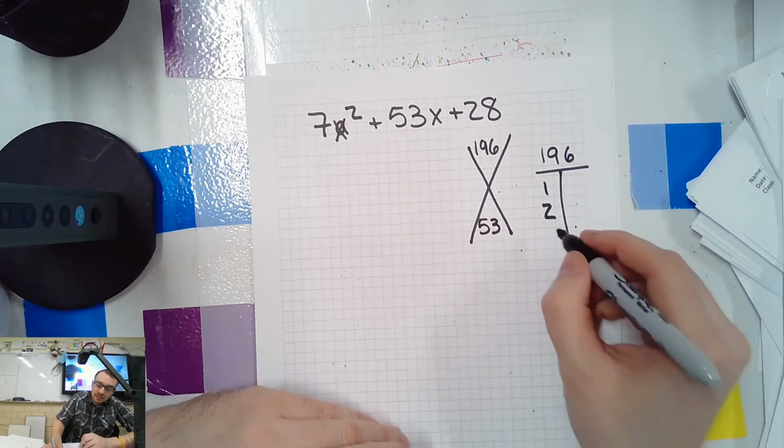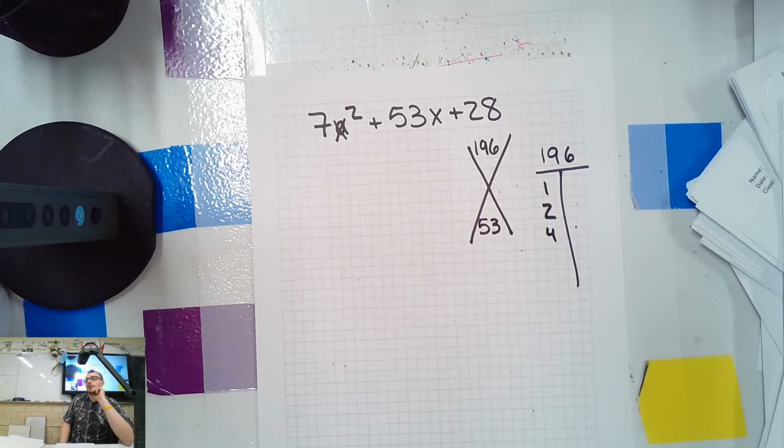It does, doesn't it? How many times does 4 go into 200? 50. So how many times would it go into 196? 49.